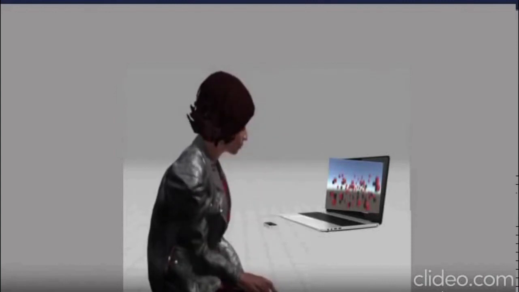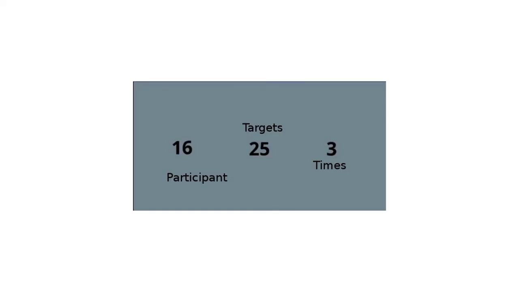This experiment was conducted on 16 participants. The participant was instructed to gaze and point at each of the 25 targets, and each user repeated the experiment 3 times.